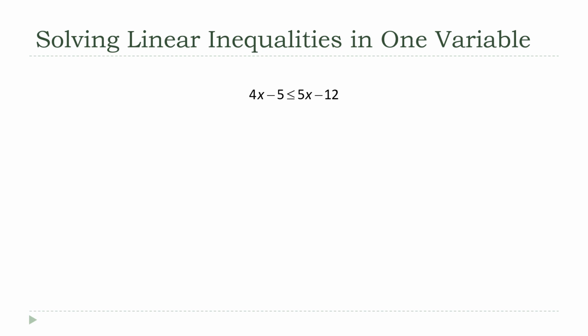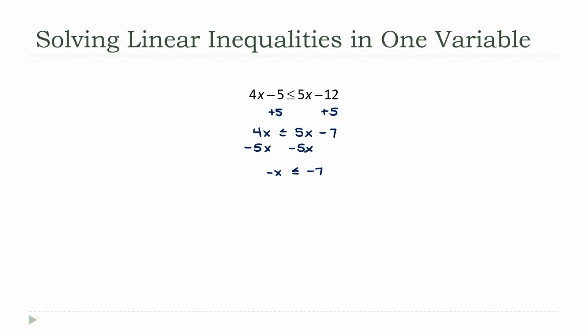All right, so let's look at an example of that so we can see what's going on here. I'm going to do what we always do. I'm going to start by adding 5 to both sides. This becomes 4x less than or equal to 5x minus 7. Now we'll subtract 5x from both sides. Negative x is less than or equal to negative 7, and you see here we have that special case.